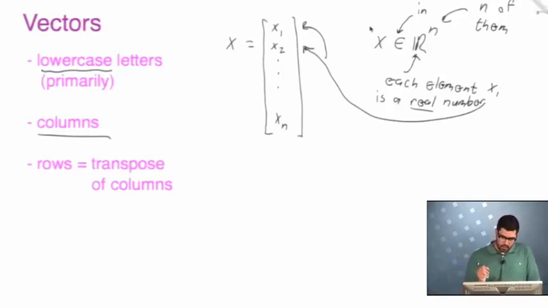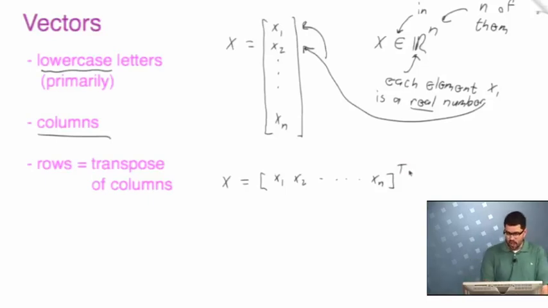Another concise way to write a vector is also x is equal to x1, x2, ... xn transpose. Okay? So that's still a column vector, but just to save space, in many cases I'll use this notation. So if you see a row with a transpose, then you know it's a column, and that's our vector notation. Okay, so let's see what we can do with vectors.